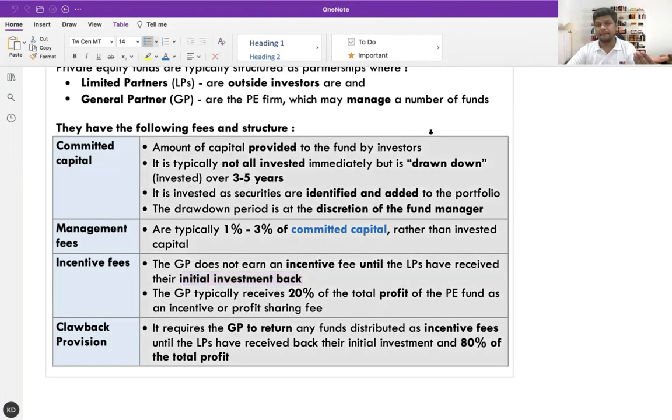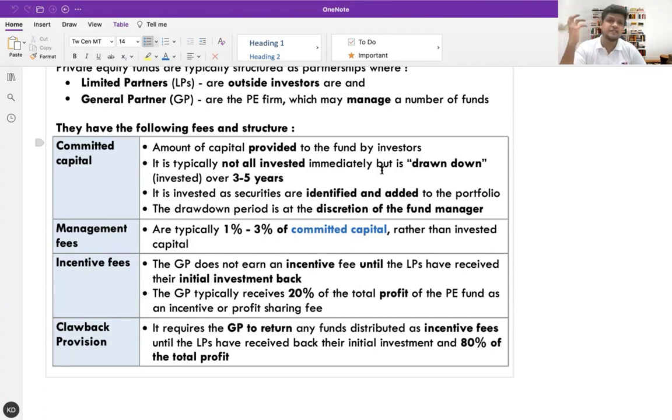Clear? Right? So, if you have now realized, the GP earns two things. The management fee, which is fixed. And the incentive fee if the fund breaches a benchmark or breaches the initial investment. Yes. Everyone?